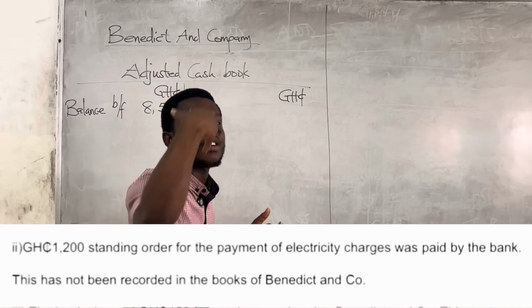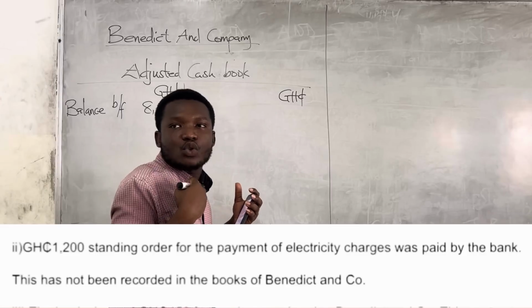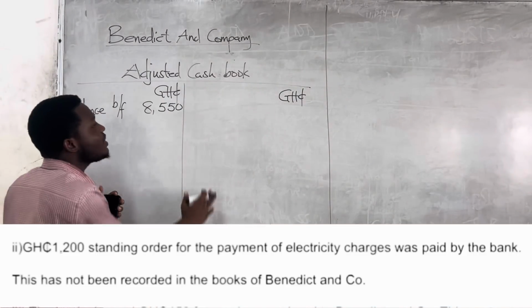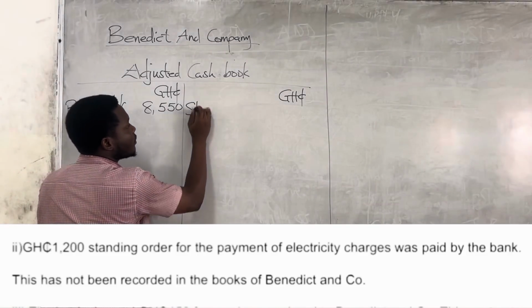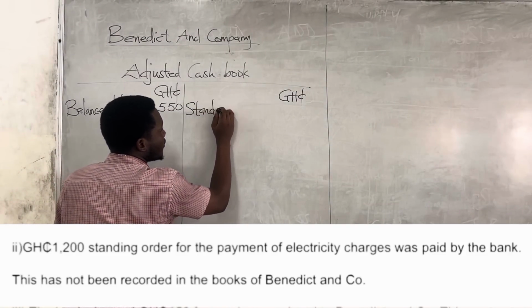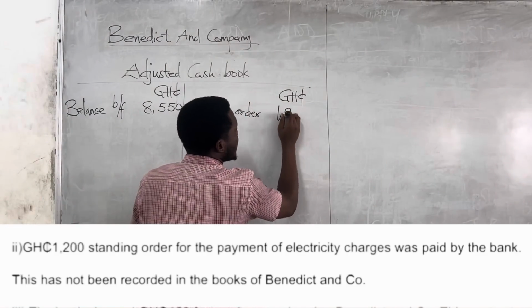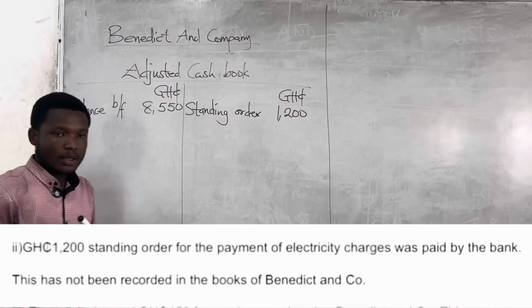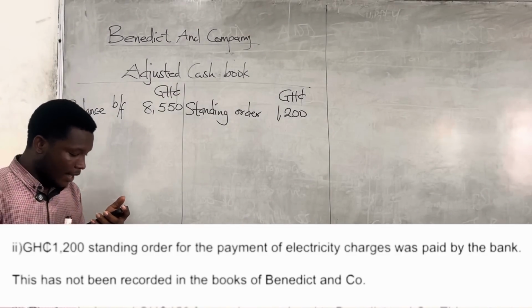We have given them instruction, so they are paying on our behalf. And whenever you are paying, it is to be at the credit side of the cash book. So standing order, we have 1,200.